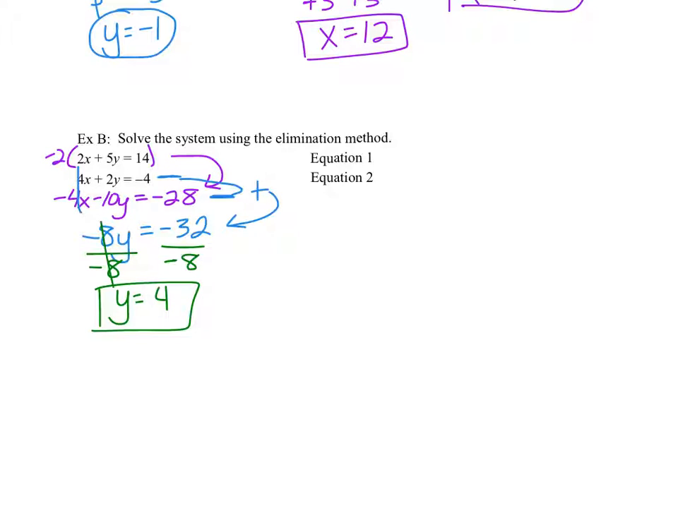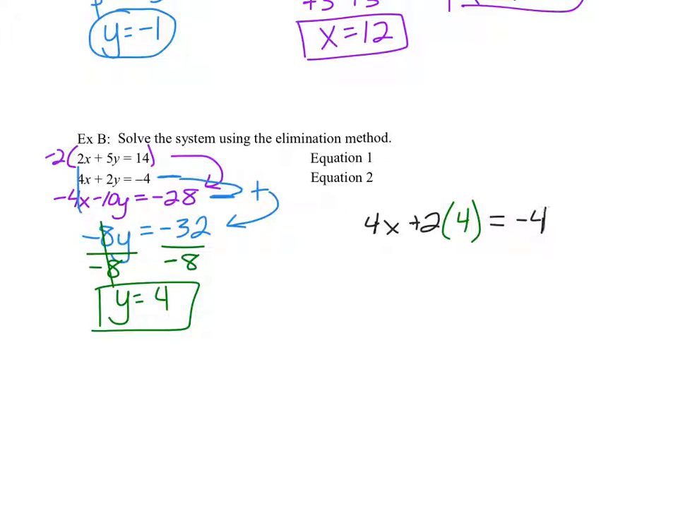So now that I've got y, what do I do? Plug it in. So I need to find x. So I'm going to use the bottom equation. All right, so I'm going to have 4x plus 2 times my 4 that I just found. By the way, it's a coincidence that it keeps on being y that I solve for first. It might not always be that way.